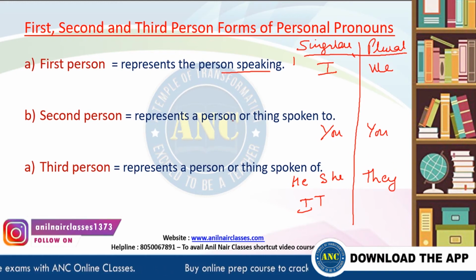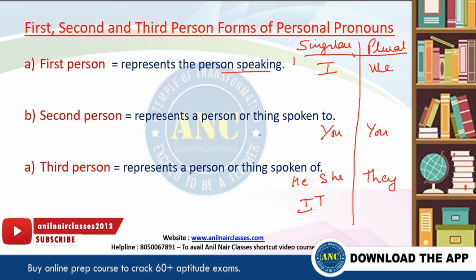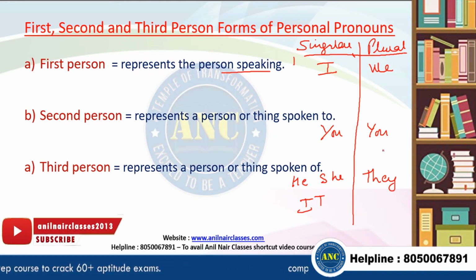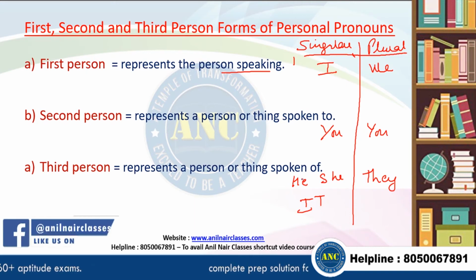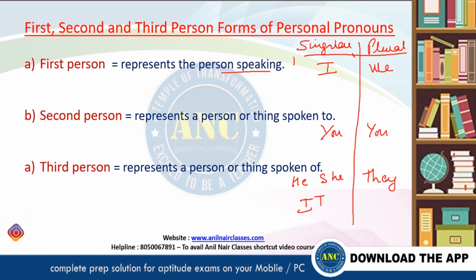So first person is the person who is speaking, example I and we. Second person is the person to whom you are talking, that is you, singular and plural both. Third person is the person about whom you are talking. It should be he, she, it and they. Let's move ahead to the next slide.